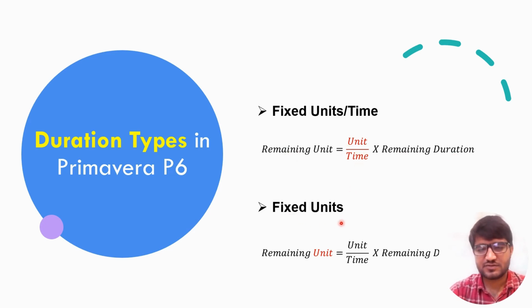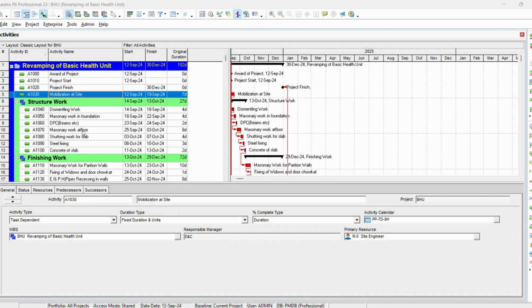Whereas fixed units will be used when we want to adjust units over time and remaining duration. The only portion that is fixed is remaining units. Now let's move to the Primavera interface.